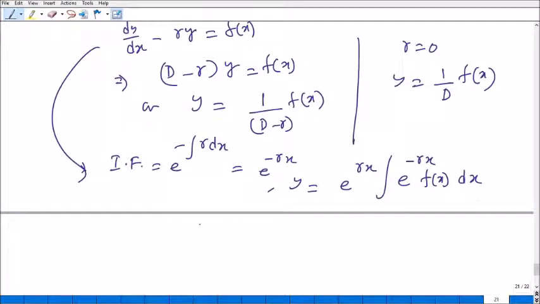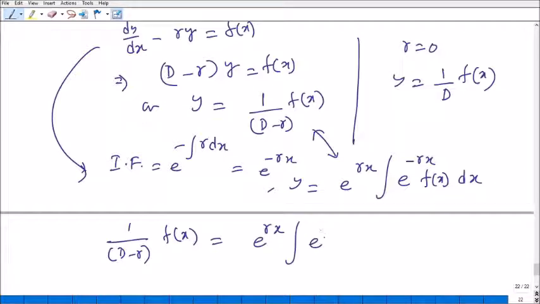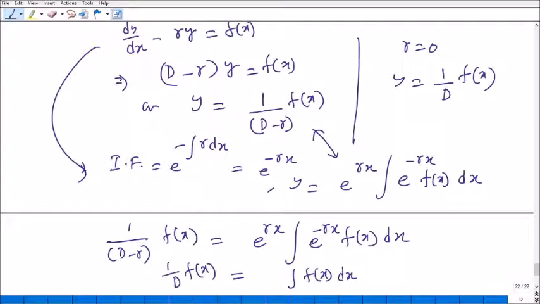So comparing these two equations, we can write that (1/(D - r)) f(x) is equal to e^(rx) times the integral of e^(-rx) f(x) dx. And for (1/D) f(x), we can write this is simply the integral of f(x) dx, because when r equal to 0, e^(-rx) is 1.